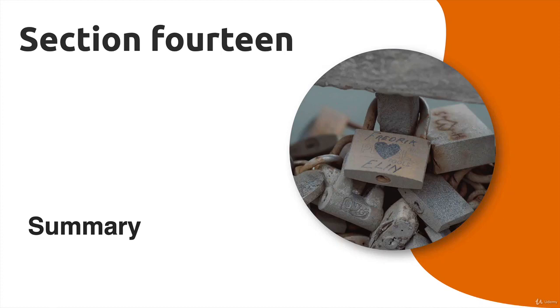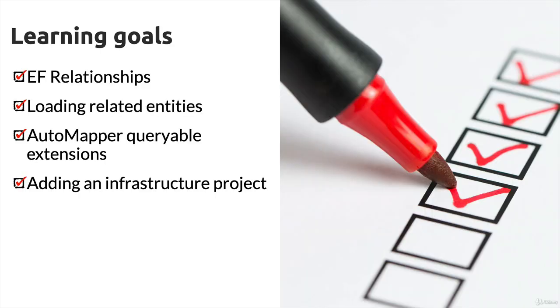So we've reached the end of section 14. We've set up some relationships, we've added a new project, and we've got our users attending activities, at least in our API. And if we just take a look at the learning goals for this, then we've taken a look at one type of entity framework relationship. We've looked at the many-to-many.